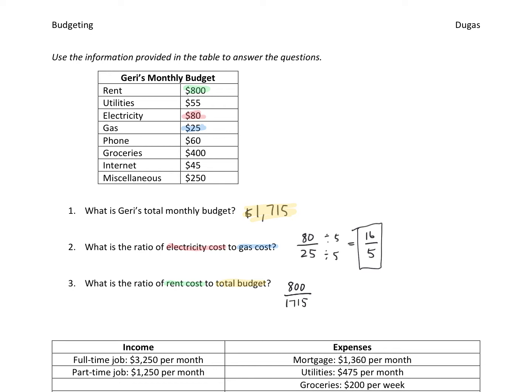Okay, so since they both end in 0 and 5, I know that they're both divisible by 5, so I will start there. So 800 divided by 5 is 160. 1715 divided by 5 is 343. I don't know if this is reducible. I'm just going to keep checking numbers to see. It looks like this is in lowest terms, so I will leave it right here. If you're using a scientific calculator or a graphing calculator, most of those will give you your fraction in lowest terms.